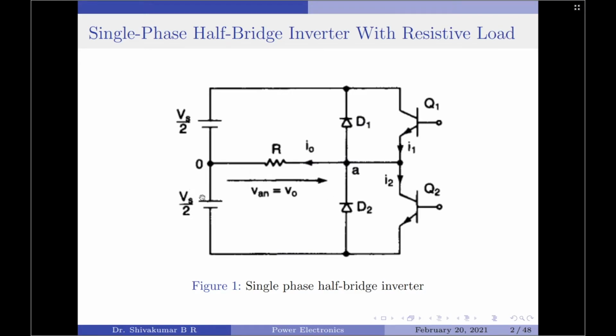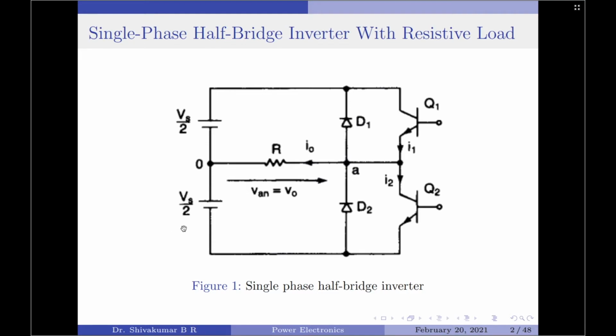Further, since the current always flows from the positive terminal of the supply, the load current is now moving from left to right, and therefore, the direction of the load current is now opposite to what was the direction when transistor Q1 was on. So, in simple words, when transistor Q2 is on, both the output load voltage as well as the output load current are negative. It should be noted that the output voltage is now varying between plus Vs by 2 and minus Vs by 2 every T0 by 2 seconds.